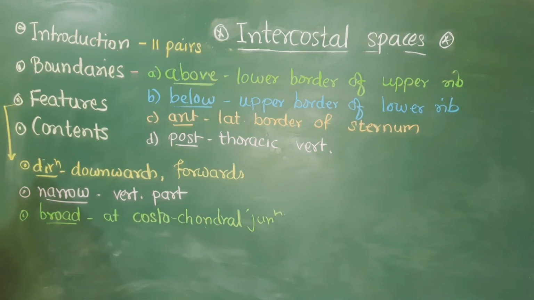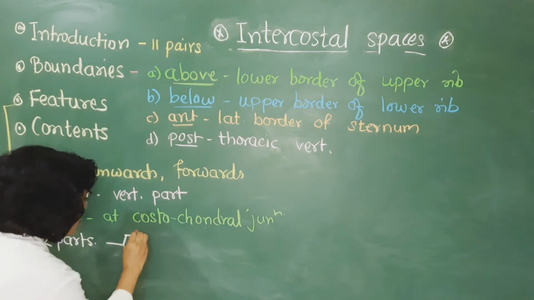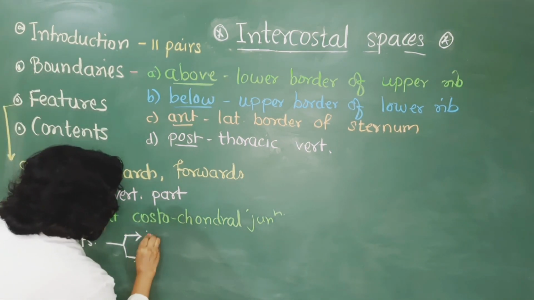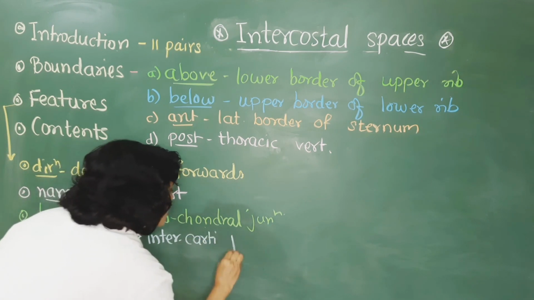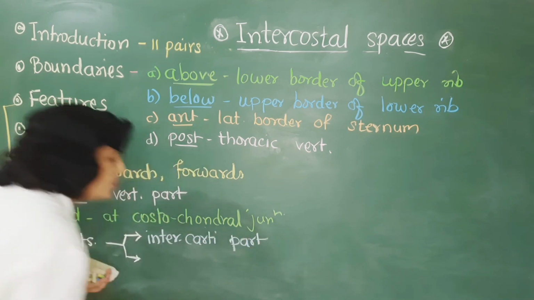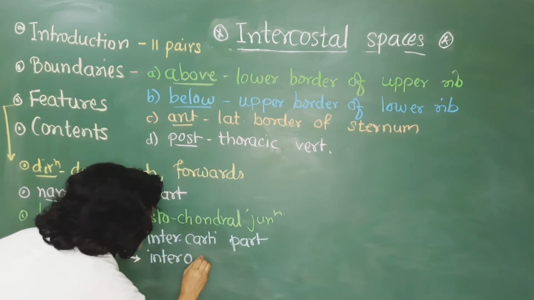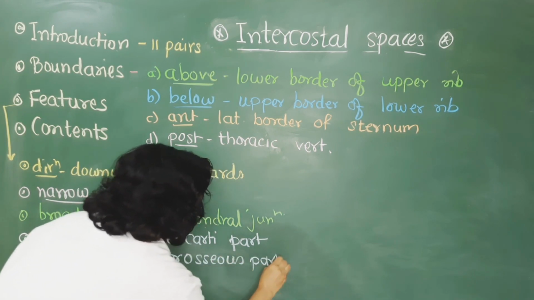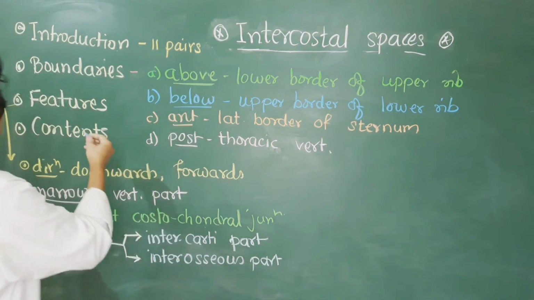And lastly you will be writing that there are two parts of the intercostal spaces. The part between the costal cartilages is called the intercartilaginous part, and the part between the ribs is called the interosseous part. Os means bone, the part between the bones is the interosseous part. So that is about the intercostal spaces.